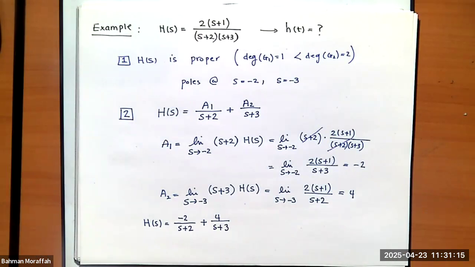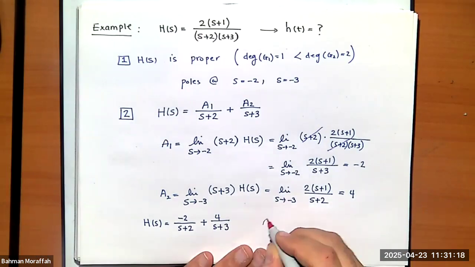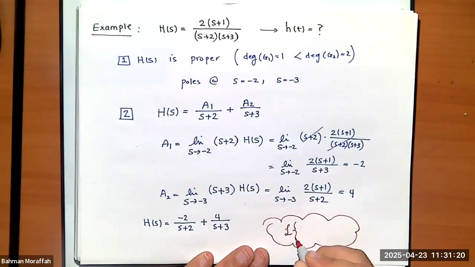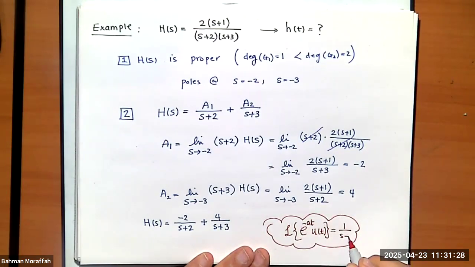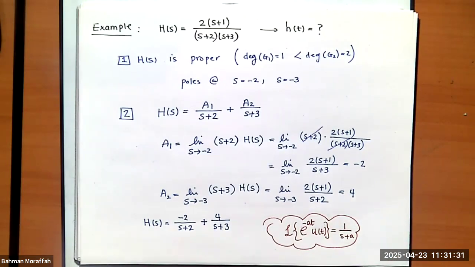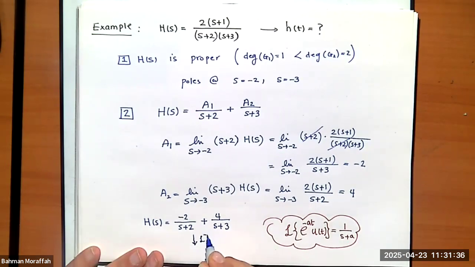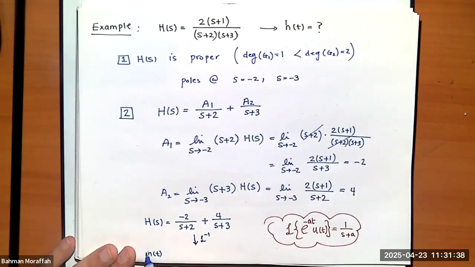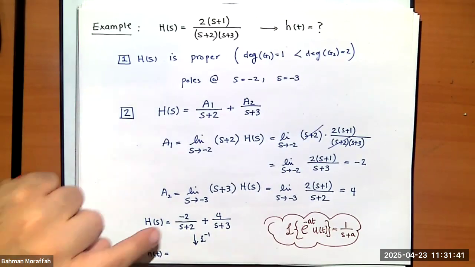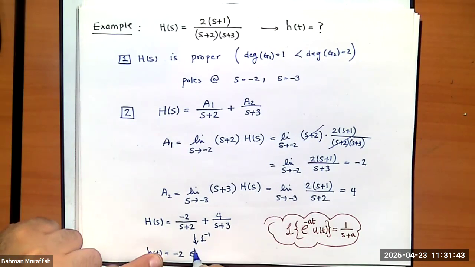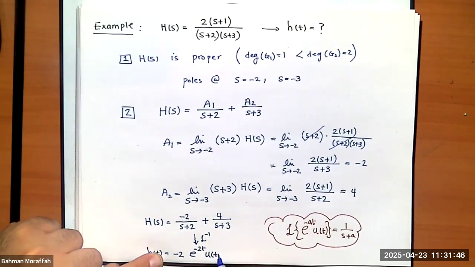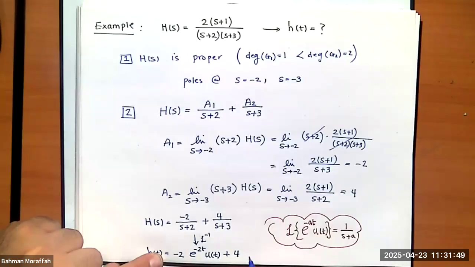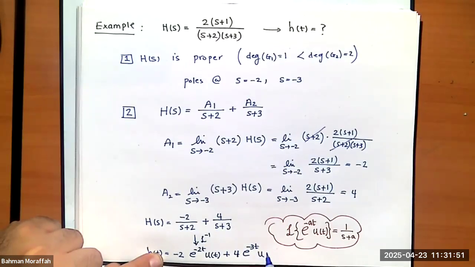If I look at the table, the transform of e to the power of negative at is 1 over S plus a. Therefore, I can find the inverse Laplace transform. What is H of t? It's negative 2 e to the power of minus 2t u(t) plus 4 times e to the power of minus 3t u(t).